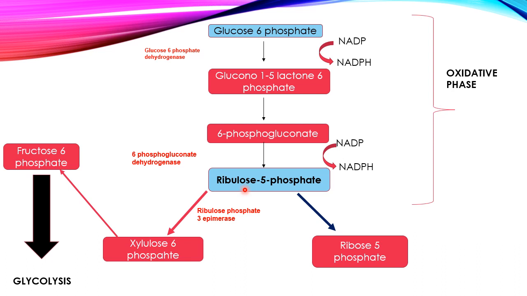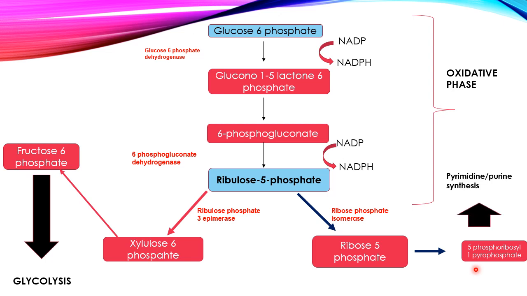Now let's look at the second possibility. Our second possibility is the conversion of ribulose 5-phosphate into ribose 5-phosphate by the action of the enzyme ribose phosphate isomerase. After this conversion, ribose 5-phosphate is converted into 5-phosphoribosyl pyrophosphate. This is further used in pyrimidine and purine synthesis. So this is an important step where this precursor, ribose 5-phosphate, is used for the synthesis of purines or pyrimidines.